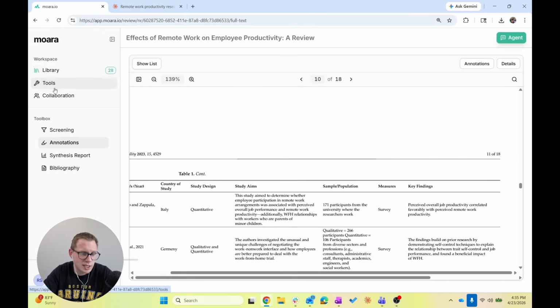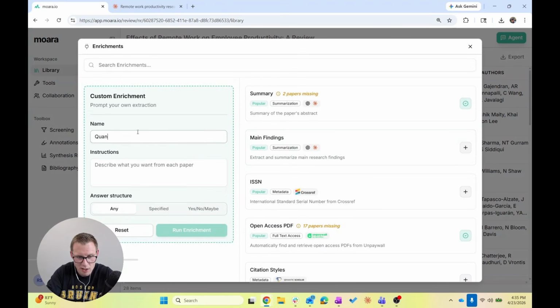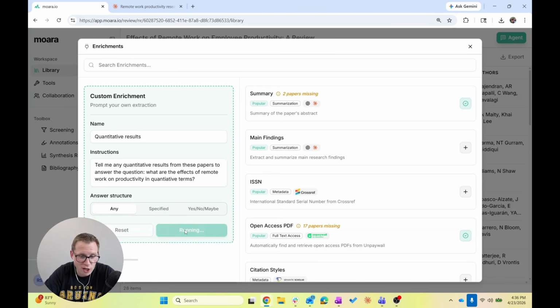Looks like there's not. Here's a nice opportunity to go back to my library. If I had a very large library, I might jump into Enrich and say: present concisely any quantitative results from these papers to answer the question, what are the effects of remote work on productivity in, let's say, quantitative terms. Let me just reemphasize quantitative terms. I don't want to say percentage because it might be a different unit. So, quantitative terms.